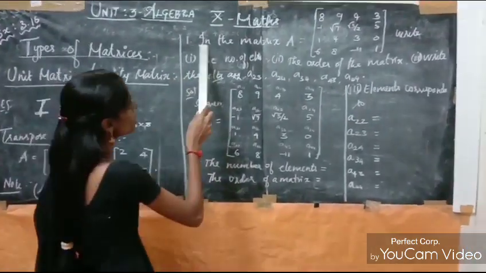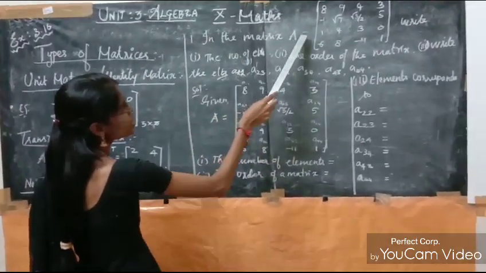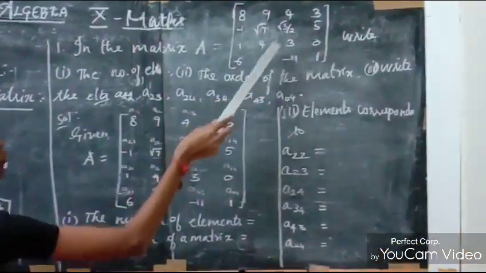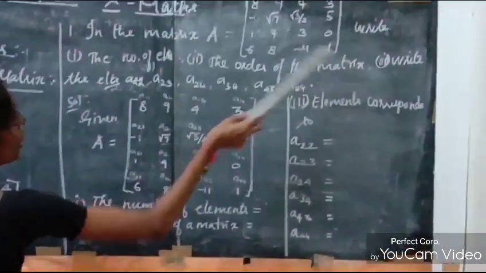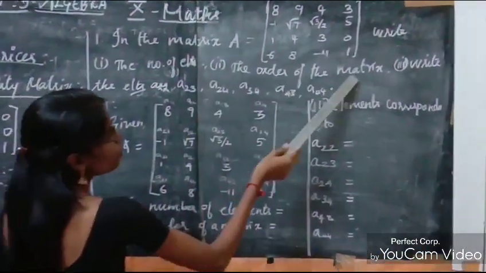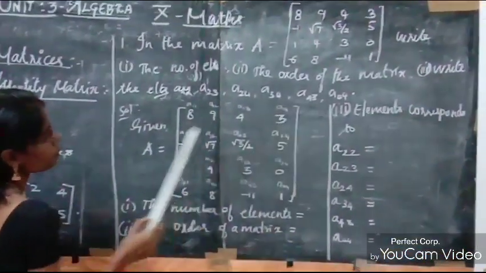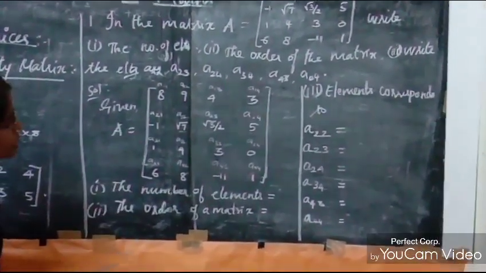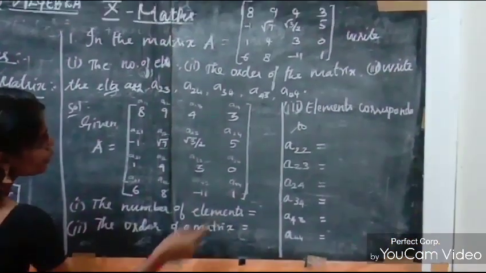Let's start exercise 3.16. In the matrix A is equal to 8, 9, 4, 3, minus 1, root 7, root 3 by 2, 5, 1, 4, 3, 0, 6, 8, minus 11, 1, write the number of elements. First question, second subdivision, the order of the matrix, and third subdivision, write the elements. Given, first write the given matrix. Next, first subdivision, the number of elements.